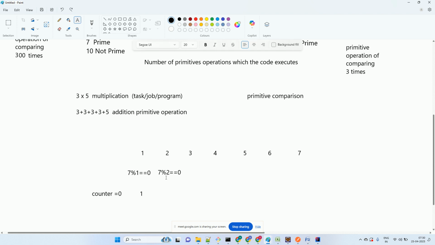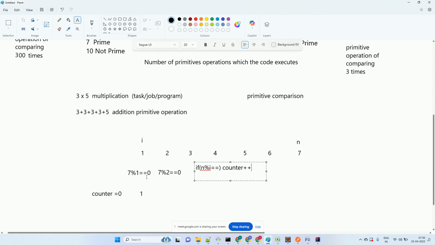So 7 mod 2. If the number is divisible by I, my I will start from 1 and go till the number itself. And I'll keep on checking at each iteration. So I'll be writing n mod I. If it gives me 0, I'll increment the counter. Counter plus plus. This is the code I'll write.